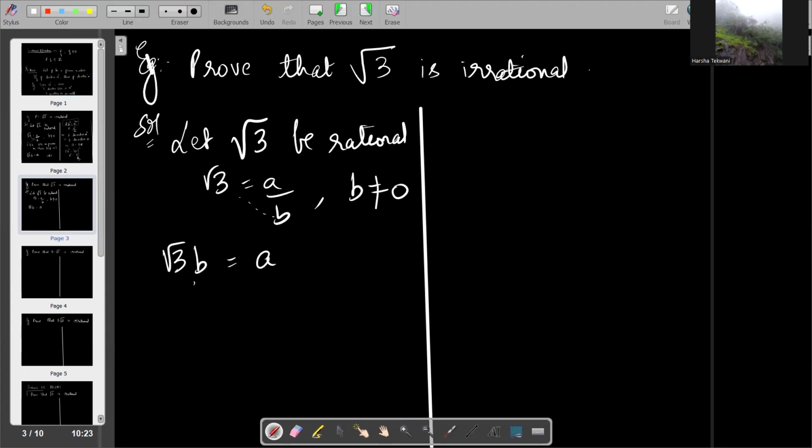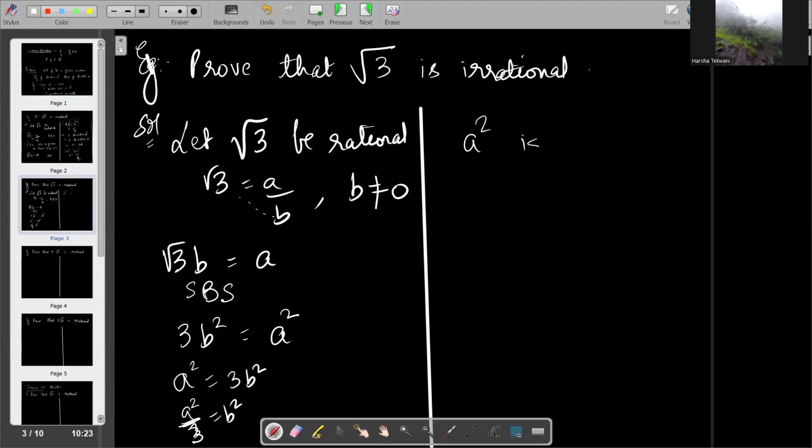Okay, and now I'll square both sides of this equation. So I'll get 3b square is equal to a square. Okay, a square is 3b square. So I'll put off 3 under this. Hey, a square is divisible by 3. That means a square, if it is divisible by 3, automatically even a is divisible by 3.